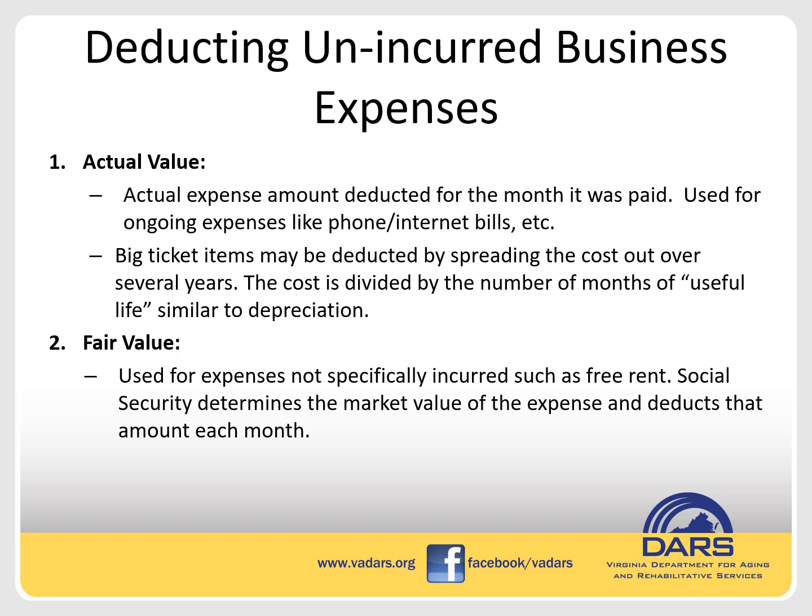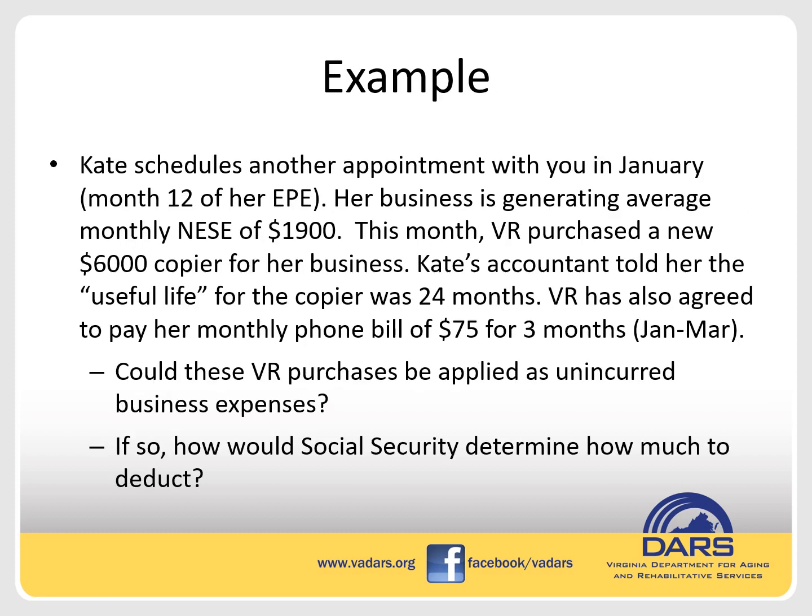So one of the things they can do to show their unincurred business expenses is, when they report their work activity on the 820 form, they can put their VR counselor's contact information down and also attach a copy of that employment plan showing what DARS spent out of pocket for that item. That's just one way to document what expenses a client has for reporting purposes.